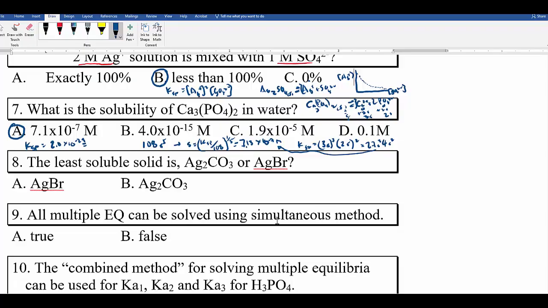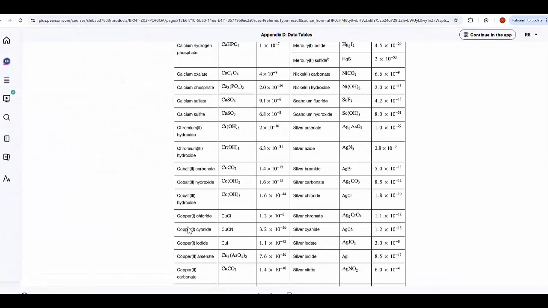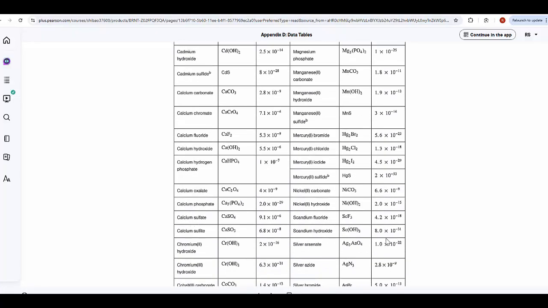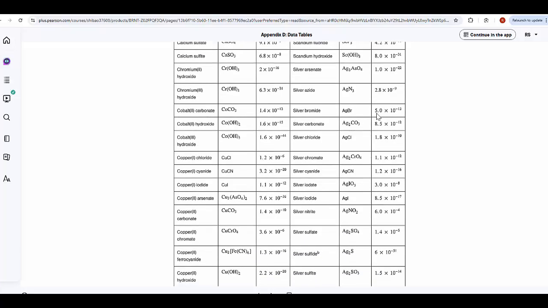Okay, the least soluble solid is silver carbonate or silver bromide. These ionize differently, and so we can't compare the KSP. We actually have to calculate the solubility to be safe on these, unless there's a huge, huge difference in KSP. But let's take a look at the KSP values in the table for silver carbonate and silver bromide. Silver bromide's is 5 times 10 to the minus 13 and silver carbonate's is 8.5 times 10 to the minus 12.